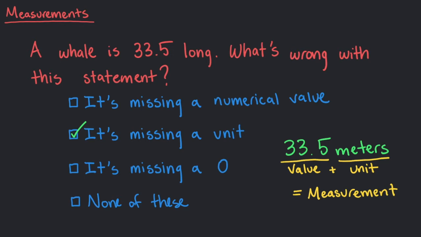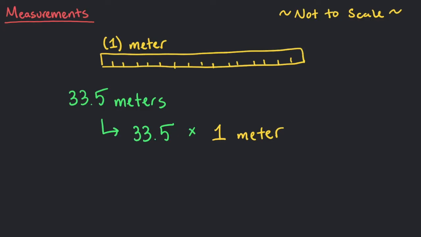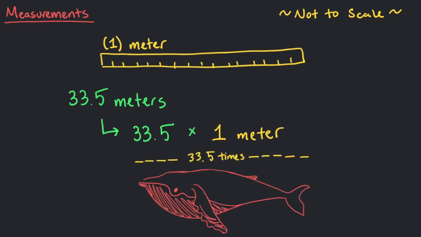The reason for this is that meter is a known fixed thing, so 33.5 meters is actually multiplication. You're saying 33.5 times 1 meter. Essentially, we would need 33.5 meter sticks back to back to have the length of a whale.